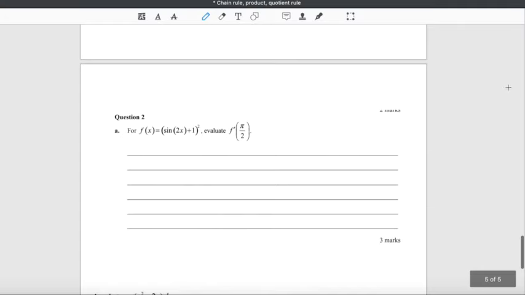Alright, next one here. Again, looks like a chain rule question. You can see that pops up quite a lot. So, again, we write u as our inner function, which is sine of 2x plus 1.